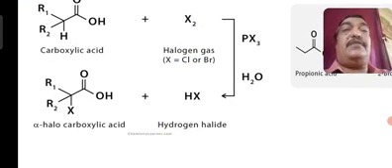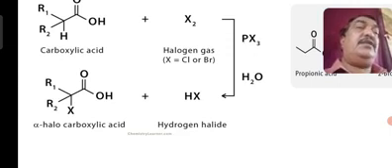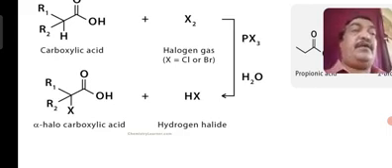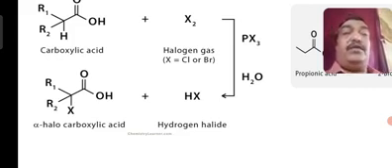When carboxylic acid, for example R1R2CHCOOH, or you can add CH3COOH, it doesn't matter, is treated with a halogen gas in presence of a phosphorus trihalo compound, there is an elimination of three X as HX, and whatever the H of the carboxyl group is there, that will be replaced by halogen and you will get alpha halo carboxylic acid.